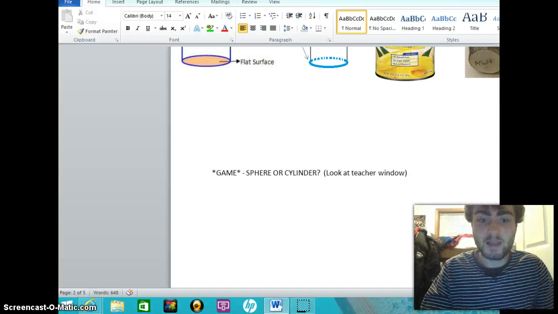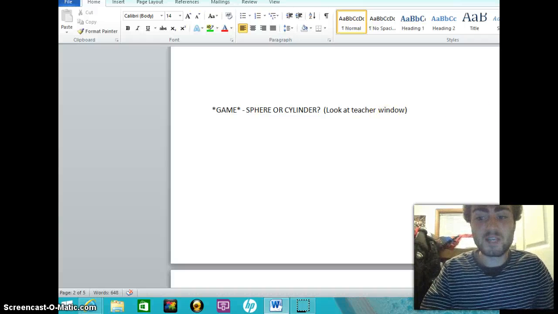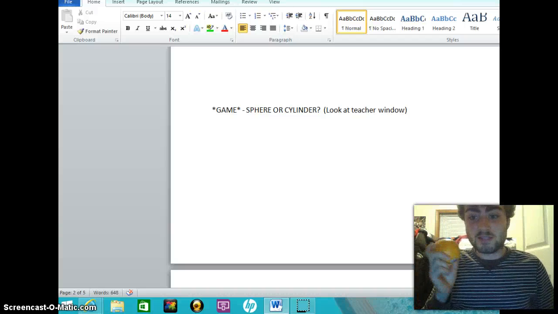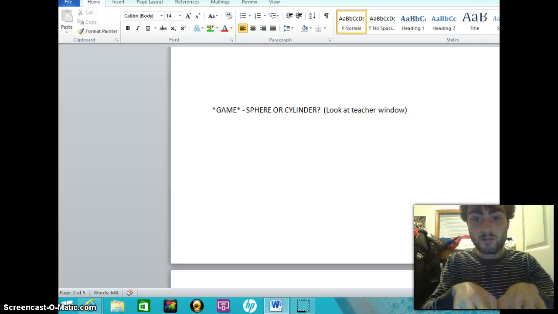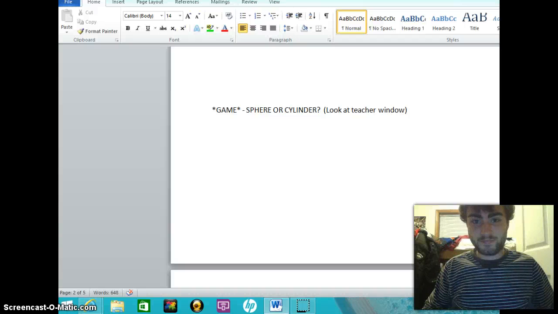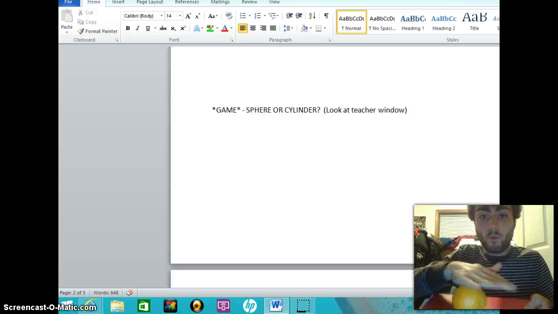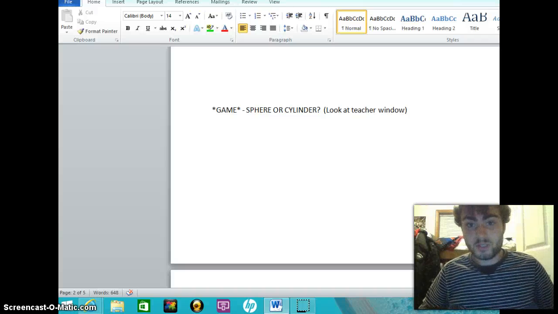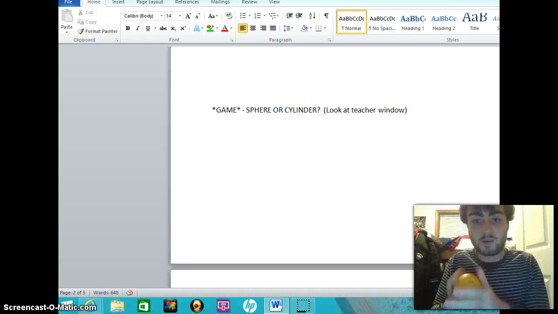So now let's play a game called Sphere or Cylinder. Please look at the teacher window in the bottom corner. In orange, is an orange a sphere or a cylinder? An orange is a sphere. You can roll an orange in any direction. It has no corners and no edges. It's round the whole way. It's a sphere.